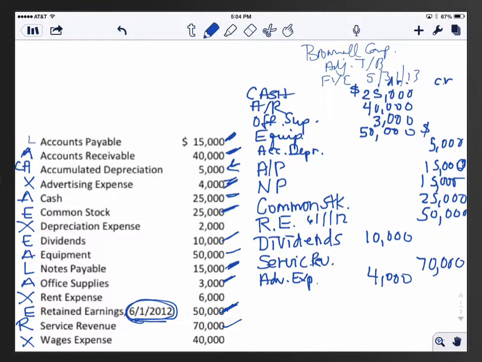Mark it off. Then we have depreciation expense. I'm just going down and ticking them off in the order they're in. Depreciation expense is $2,000. What do we have left here? Rent expense, $6,000 and wages expense. Just kind of squeeze it in.